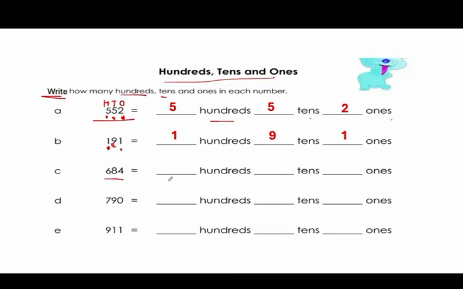684. Who can tell me how many hundreds? Good. 6 hundreds. How many tens? 8 tens. How many ones? 4. Excellent.